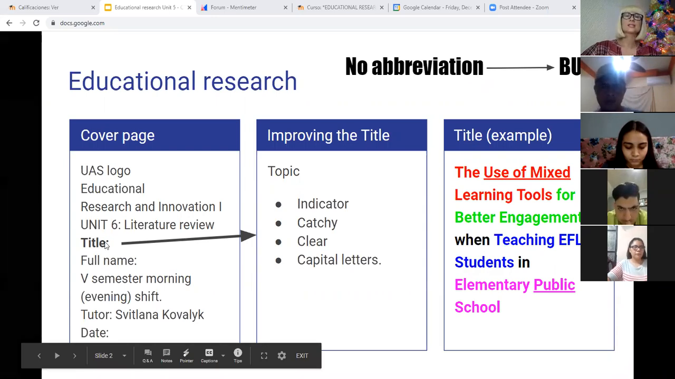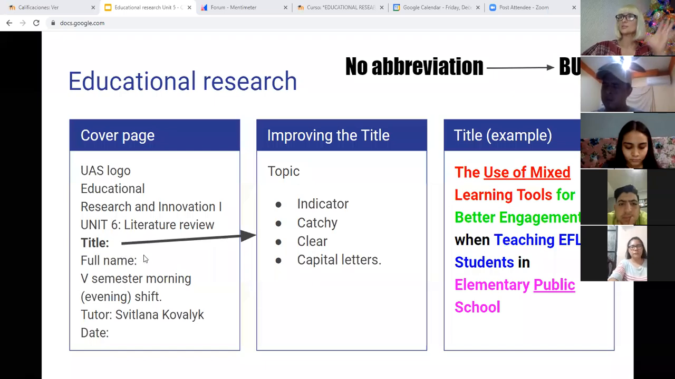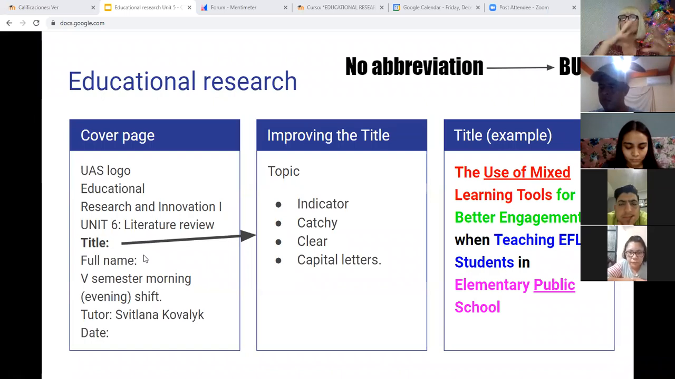So, okay, let's continue. Then you see the title. In your cover page, you will start by including the title of your research. That's the topic, right? But obviously you already had the task of how to improve your title, and some of you did, but many of you forgot about this step, and you still need to do it because you will start losing points for this.